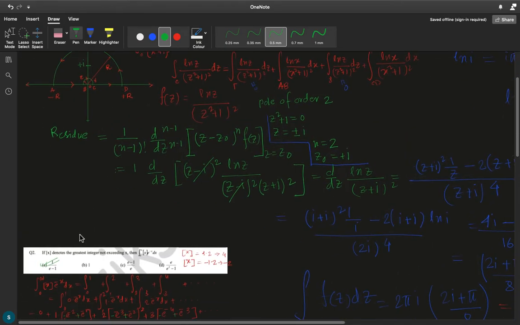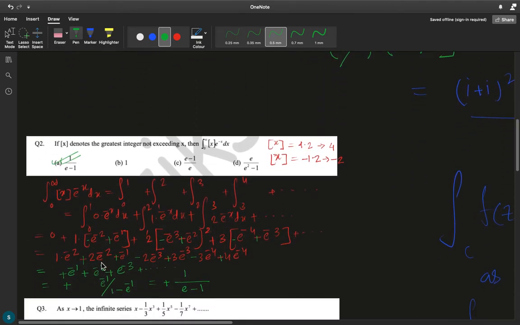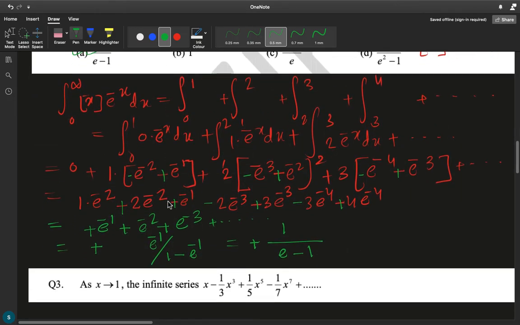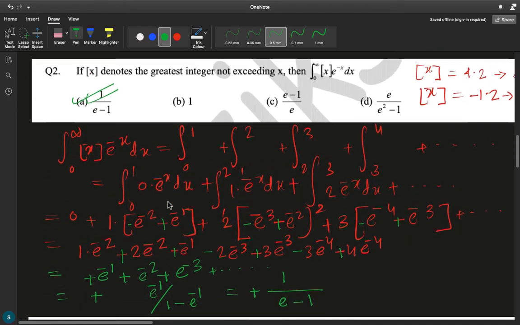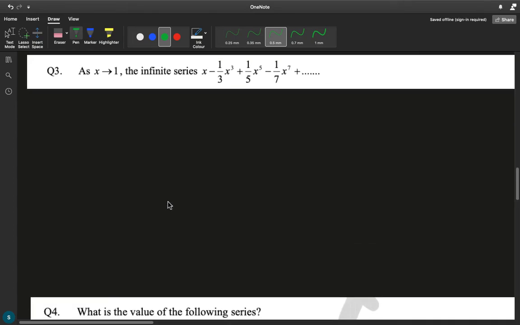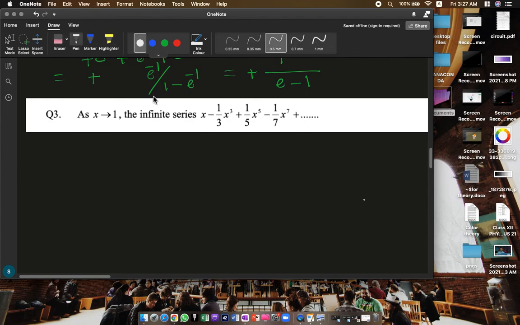If you know this exam, you know that the questions are not very easy, and there are lots of chances to make a mistake. Likewise, I just made a mistake, so there are lots of chances to make a mistake. Okay, now moving on to the next problem.